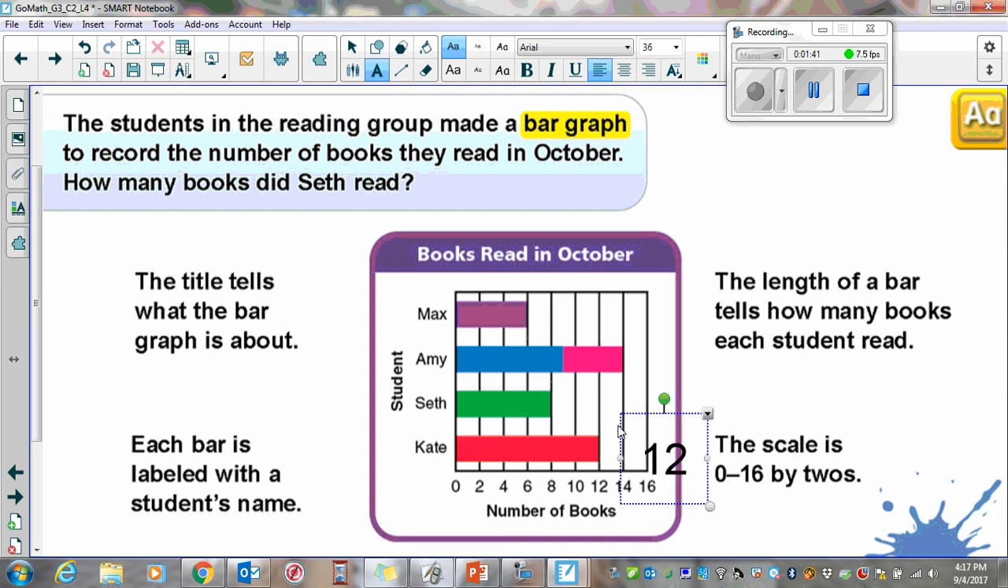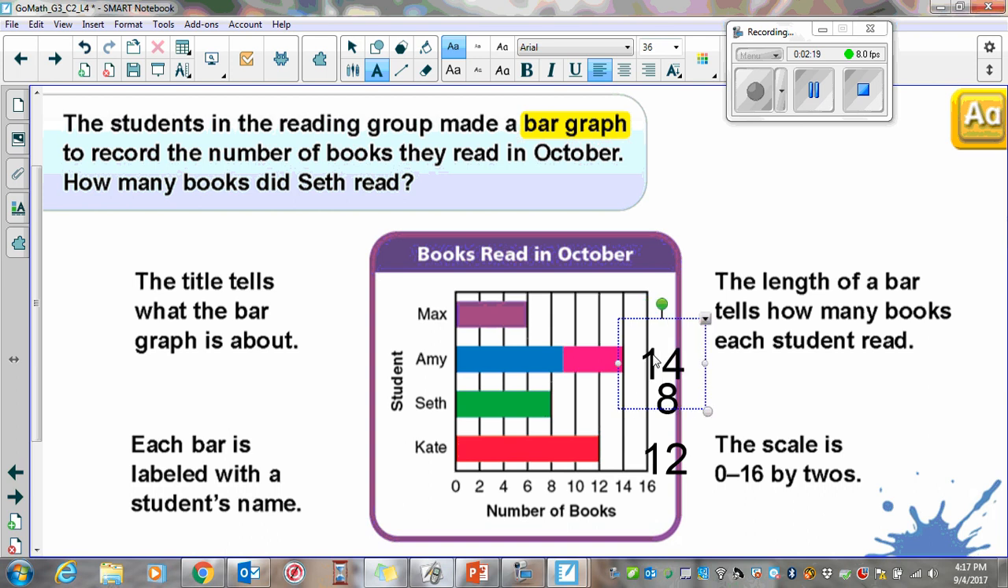And if we look at the next bar on our pictograph, our next bar is represented by Seth, and Seth's bar stops at the 8. If we go all the way down, we can see that Seth's bar stops at the 8 on our bar graph, and so then we know that Seth read 8 books in the month of October. And if we look again at our graph, we can see that Amy's bar stops at 14. So then we know that Amy read 14 books in the month of October.